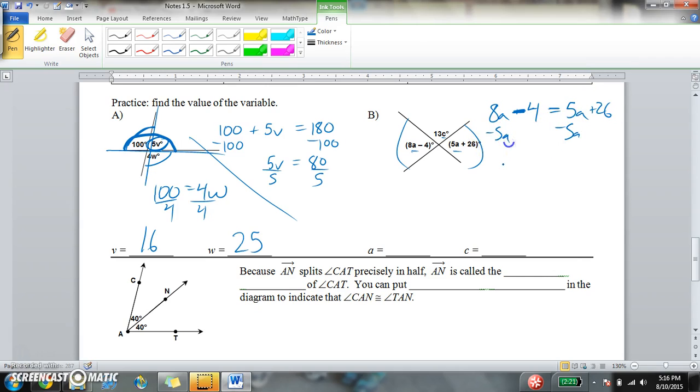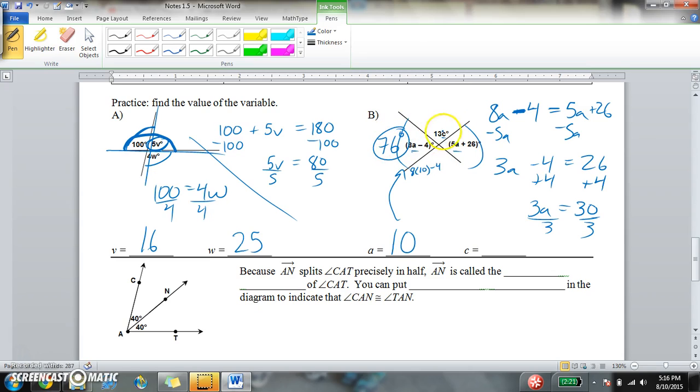Get all your A's on one side. 3A minus 4 equals 26. Add the 4. Divide by 3. A would equal 10. Now that A equals 10, plug that back in. So 8 times 10 minus 4. This angle would equal 80 minus 4, or 76 degrees.